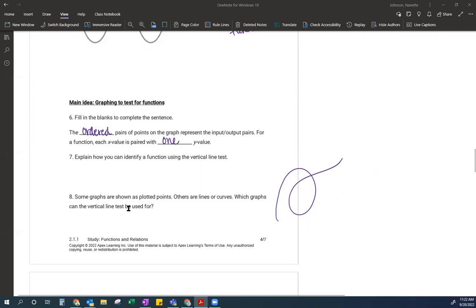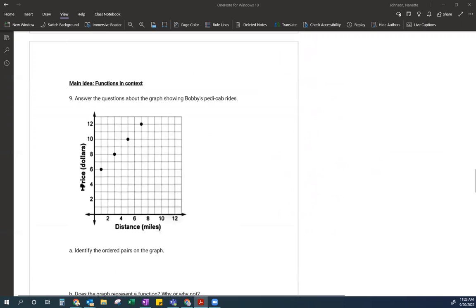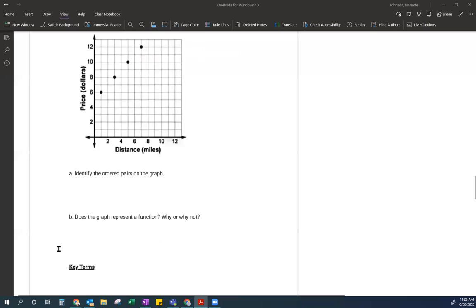It says some graphs are shown as plotted points. Others are curves or lines. Which graph can the vertical line test be used for? So here you'd say, answer the questions about the graph showing Bobby's pedicab rides. Identify the ordered pairs. You know how to do that. Does the graph represent a function?